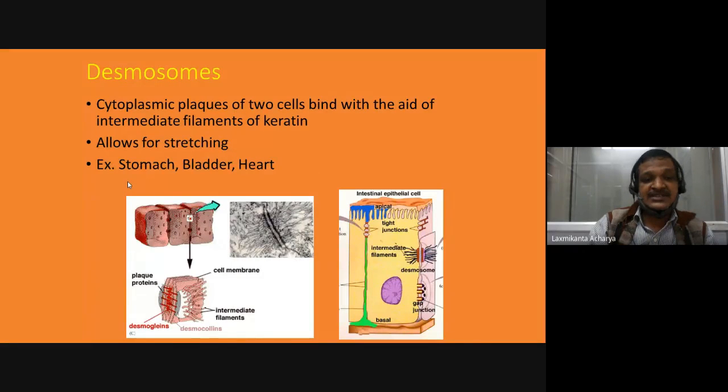they always change their shape, right? When there is a lot of food in your stomach, it swells up, right? And it also shrinks in the absence of that. Similarly the heart, when the heart is pumping, in diastole and systole, you have seen that the volume of the heart increases and decreases, right? So in that case, this stretching is possible due to the presence of these desmosomes.